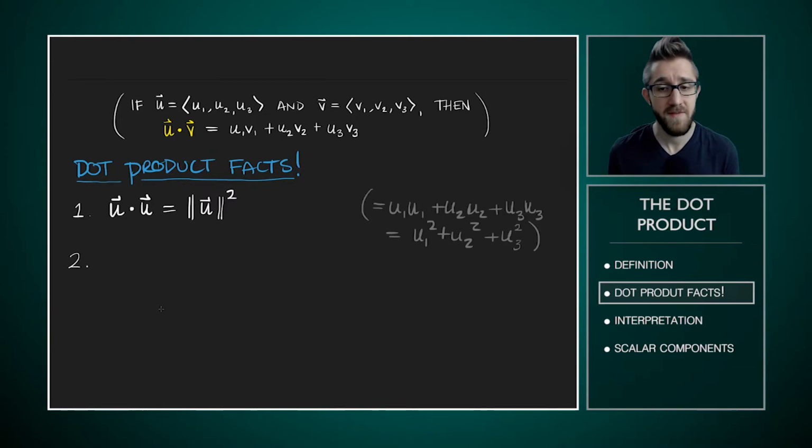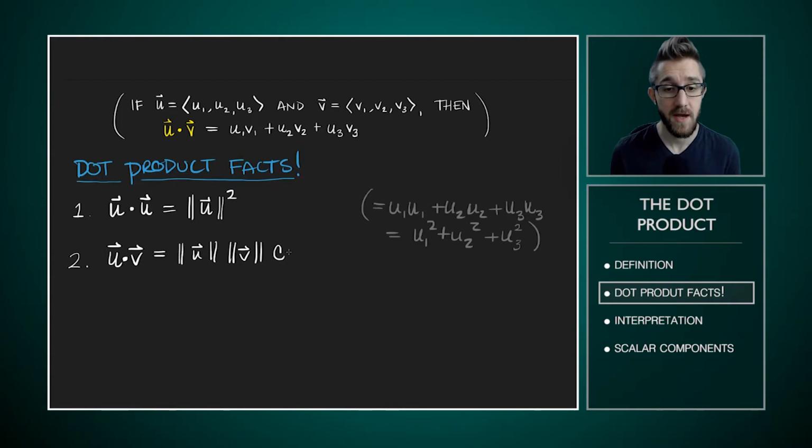The second dot product fact is actually probably the most useful thing about the dot product. It's sometimes called the angle formula, but it goes like this. If you take the dot product of two vectors u and v, then that is equal to the product of the magnitude of u, the magnitude of v, and the cosine of the angle between the two vectors.